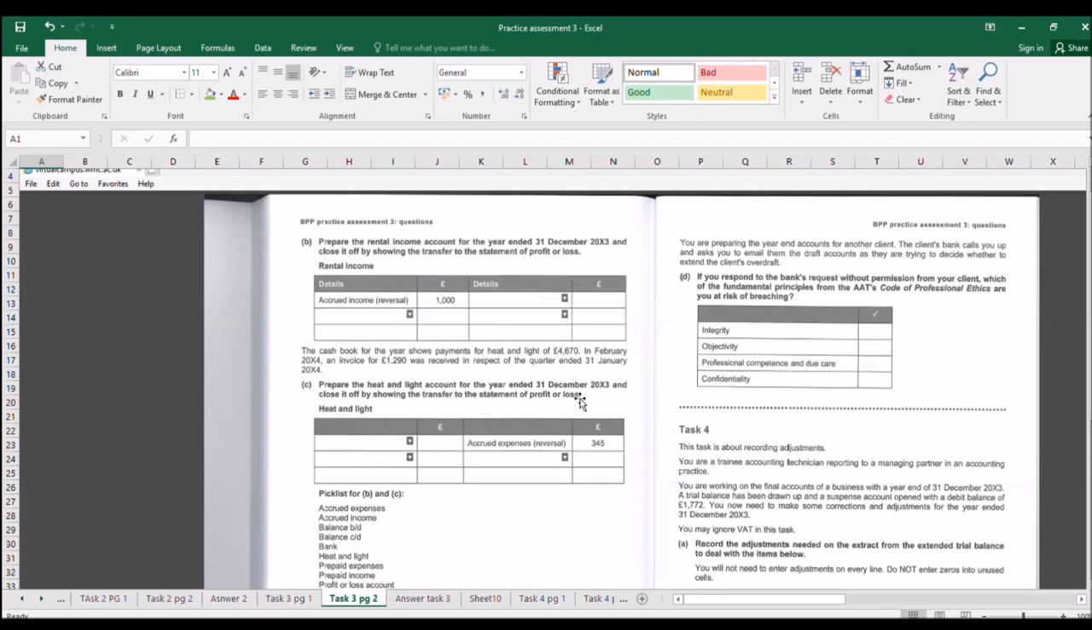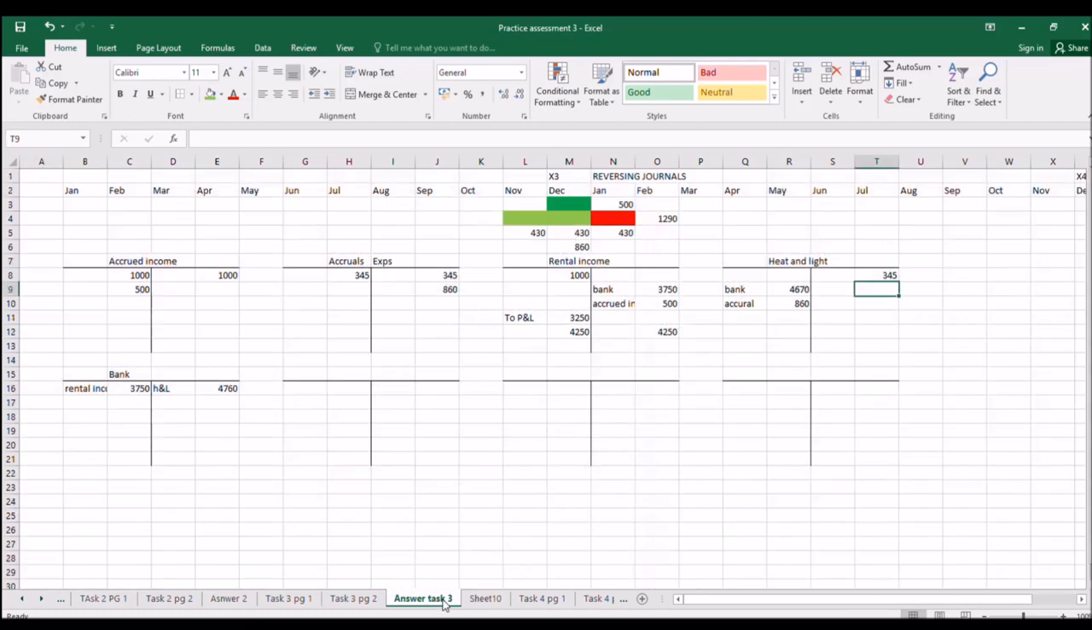What does it say now? It says prepare the heat and light account and close it off by the transfer to the profit and loss account. Okay, so let's transfer this to the P&L account here, which will be equal to that plus that minus that, and then balance off our account from here and balance that one off there. So we went credit the heat and light account, debit the P&L account. Just for completeness, we went debit the P&L account with that, and we went credit the P&L account with that there. So that's our rental income, and here was our heat and light. And that's the complete double entry bookkeeping for that.